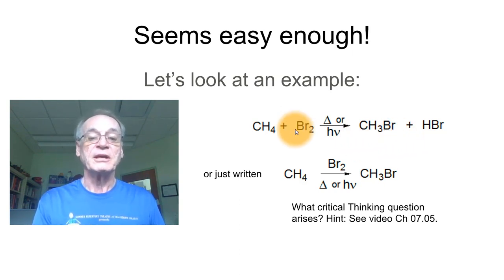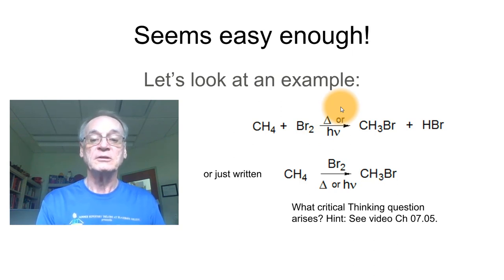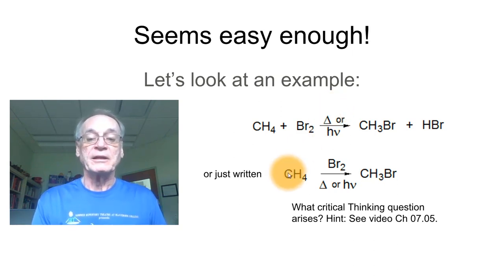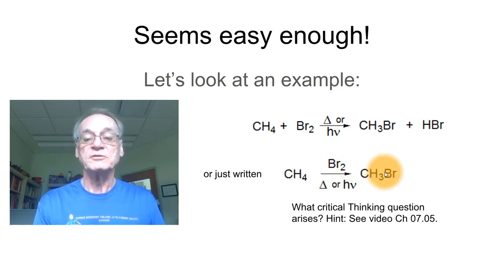So here's the simplest case, just plain old methane, CH4 plus Br2 gives, as you would predict, CH3Br, so methyl bromide, by replacing one of the 4 hydrogens with a bromine. And of course you get HBr as a byproduct. I've shorthanded the heat or light, so delta stands for heat, the h nu stands for light, so that's a photon of light. Or you can just write it as the starting material, in this case CH4 with bromine over the arrow, and gives you methyl bromide.